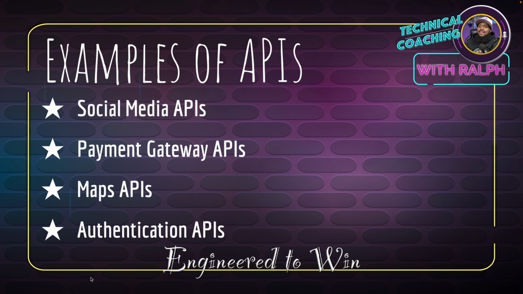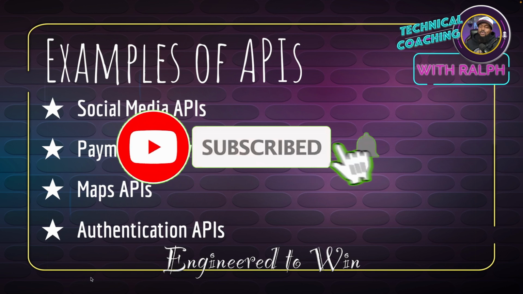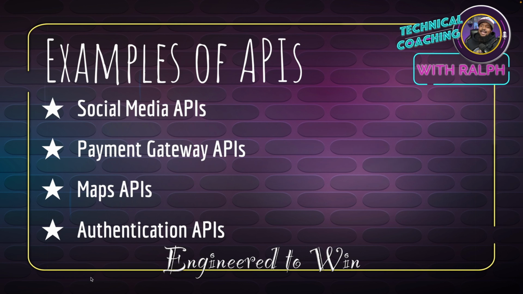All right, so let's look at some examples of APIs. All right, so we have social media APIs. If you've ever seen on somebody's website where they have a picture from Instagram, or they have tweets that they've posted showing up on their website, that is because they are using the APIs for those social media sites such as Instagram or X, right? And that's how they're able to pull that into their websites.